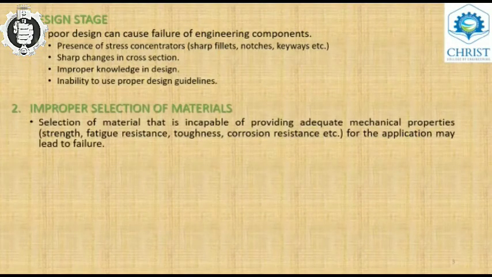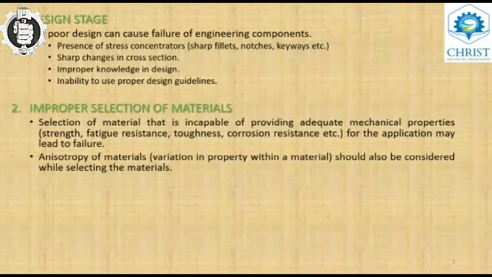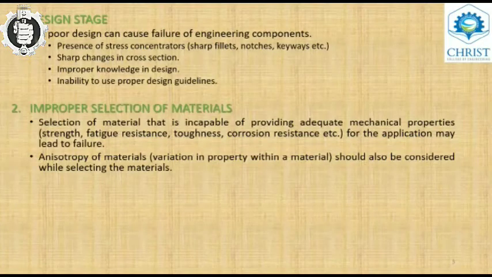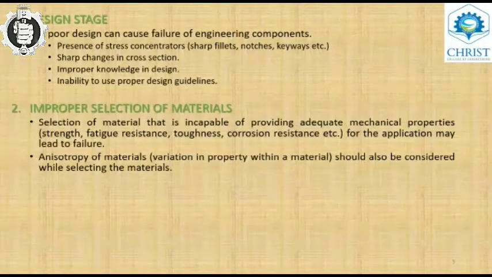The selection of a material that is incapable of providing adequate mechanical properties such as strength, fatigue resistance, toughness, corrosion resistance, etc. for the application may lead to failure. As you know, for different applications we use different types of properties. For example, if you are taking a component which is in the vicinity of water, that material should be corrosion resistant. Otherwise corrosion will occur and it affects the total component. Likewise, care should be taken while selecting the materials.